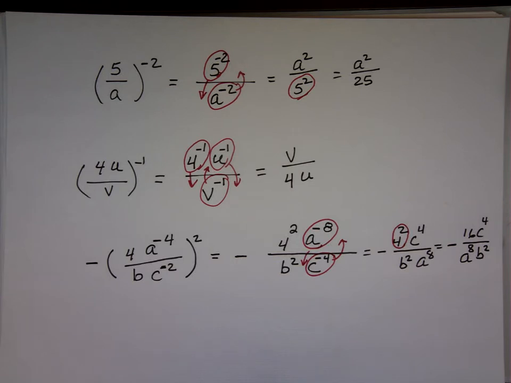I have a question. Yep. When we're writing that out, do we put a space between 16 and c, or is it right next to each other? No, you can write 16c to the fourth, assume it's multiplication. Yep, it knows that.